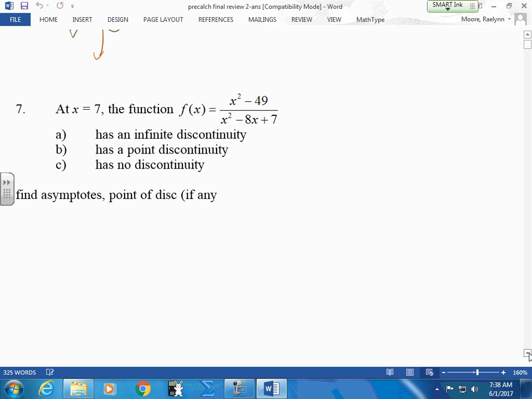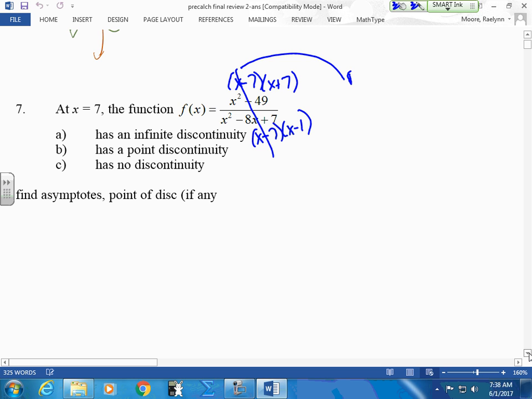Okay, so again, this is the same thing. And my advice, guys, is graph this. Always graph these things. This is x minus 7, x plus 7. This is x minus 7, x minus 1, right? Okay, so this that comes out is called what? Point of discontinuity. So x is equal to 7. To find the other part of that, do you remember how we just took this and plugged the 7 into here? I can't plug a 7 into this.